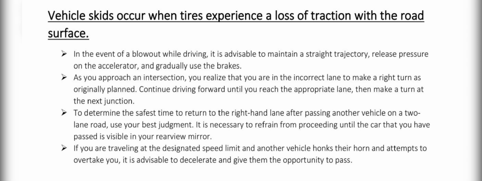As you approach an intersection, you realize that you are in the incorrect lane to make a right turn as originally planned. Continue driving forward until you reach the appropriate lane, then make a turn at the next junction. To determine the safest time to return to the right-hand lane after passing another vehicle on a two-lane road, use your best judgment. It is necessary to refrain from proceeding until the car that you have passed is visible in your rearview mirror. If you are traveling at the designated speed limit and another vehicle honks their horn and attempts to overtake you, it is advisable to decelerate and give them the opportunity to pass.